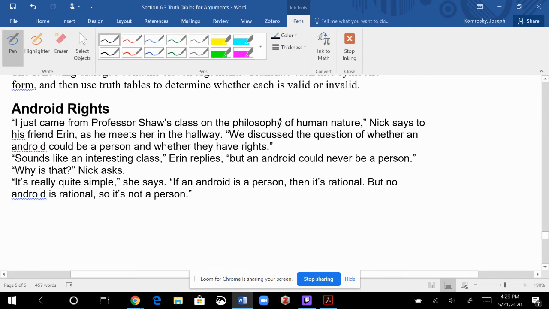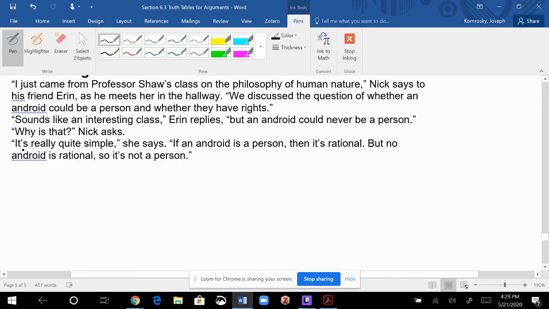Now, are there any trigger words for logical operators here? No. And we're looking for those, right? Because we're looking to see if we got an argument. So keep on reading. Sounds like an interesting class, Erin replies, but an android could never be a person. Seems like that could be something like a negation, but we don't know. So we'll just keep on going.